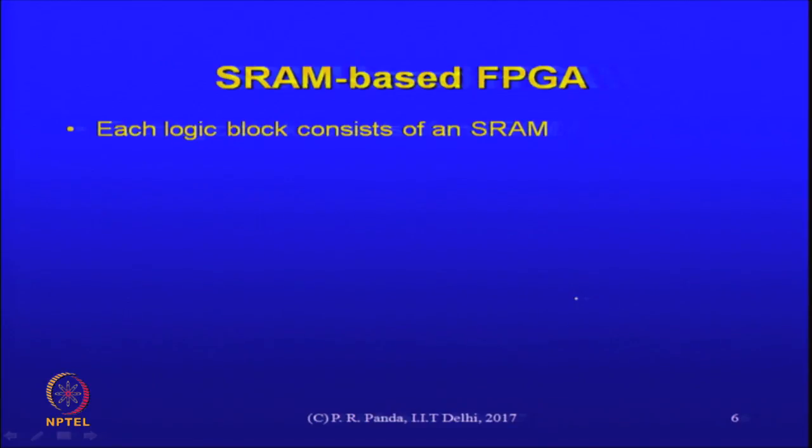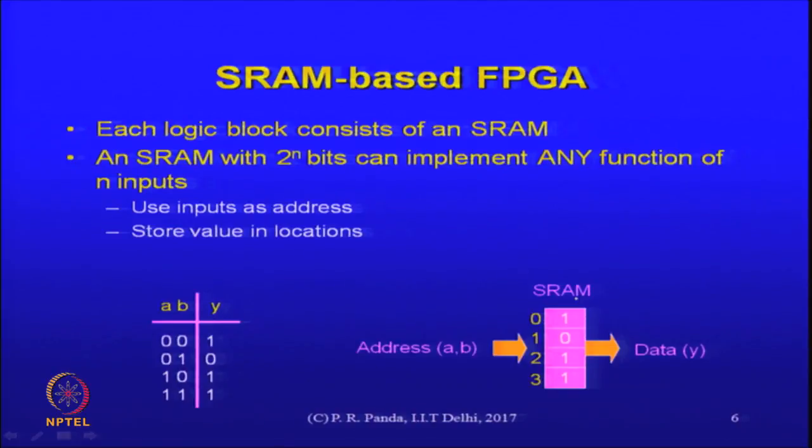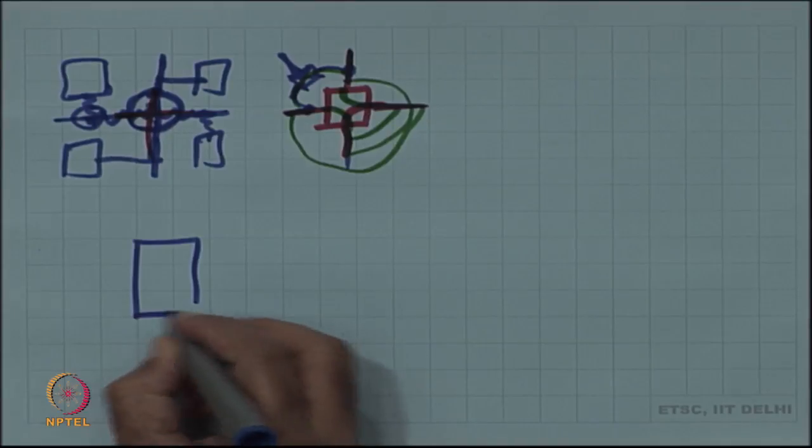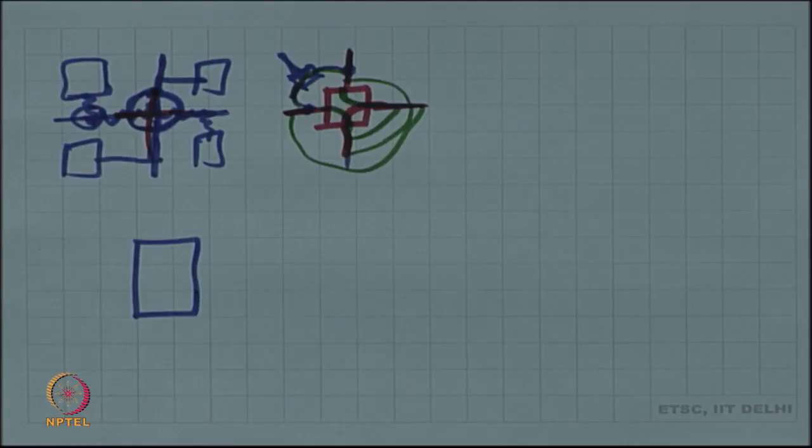The logic block itself again consists of an SRAM based structure in the following way. So, what we have is just a piece of memory at the heart of the CLB. There is nothing fancier, it is just a memory piece.